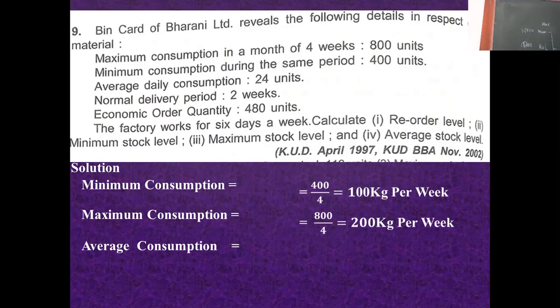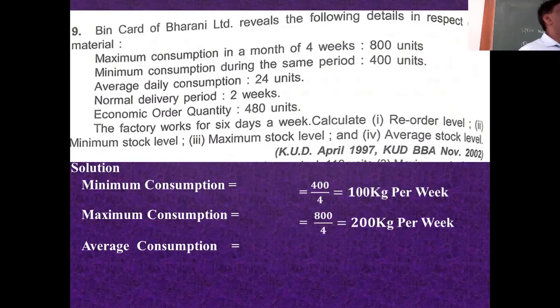Okay. That 24 units is not for a week, that is for a day. Okay. Therefore, how many days in a week? 7 days. 7 days are not the working days. Working days are 6 days. There are 6 working days in a week, and they have given in the problem that the factory works 6 days in a week. Okay, you read that and take the days. There are 6 days in a week.